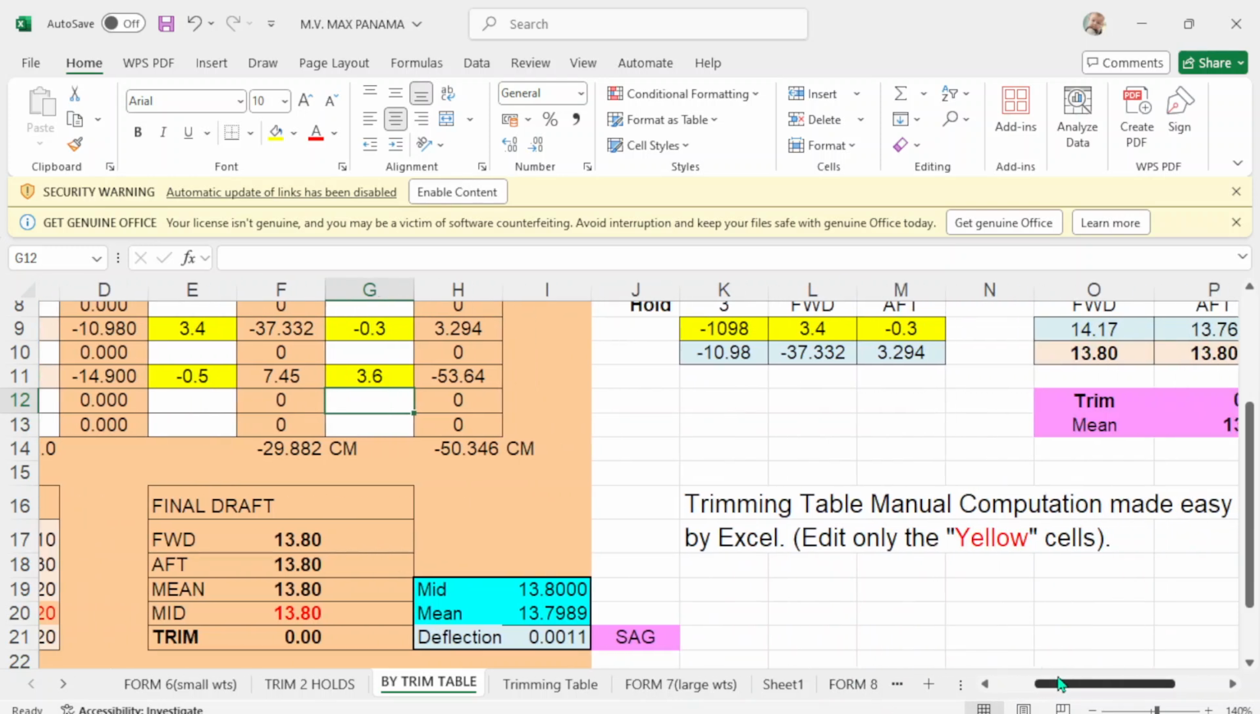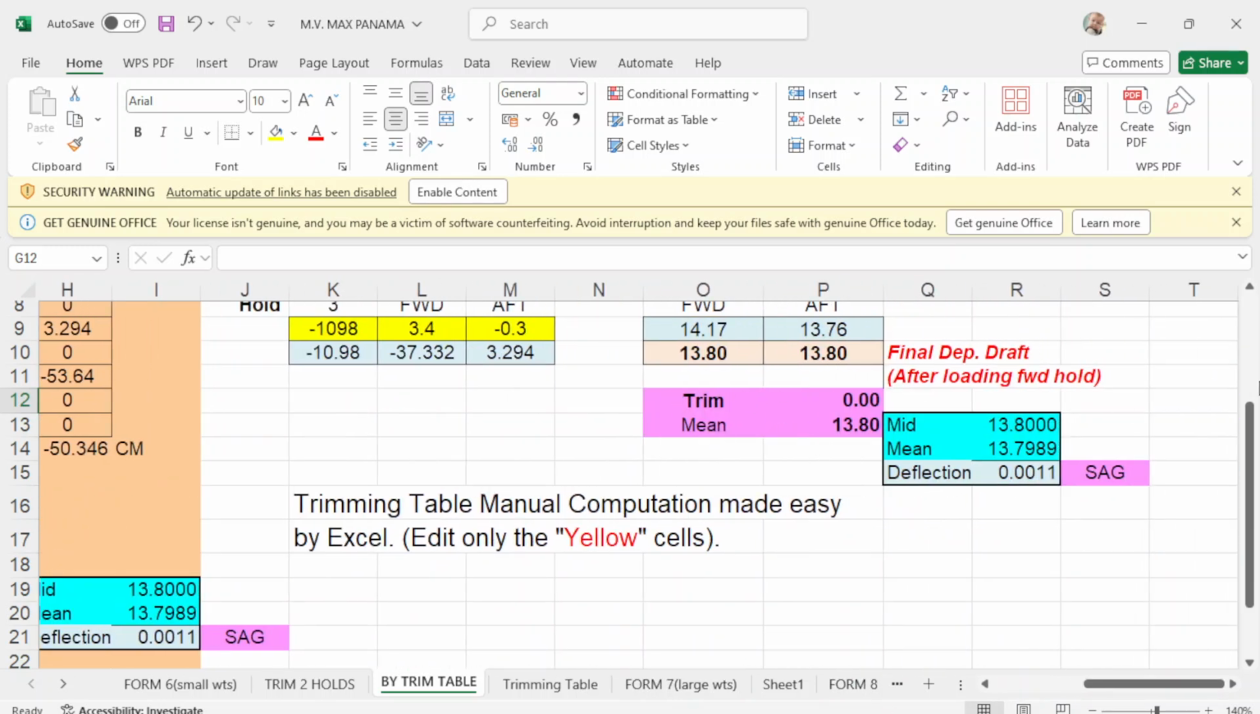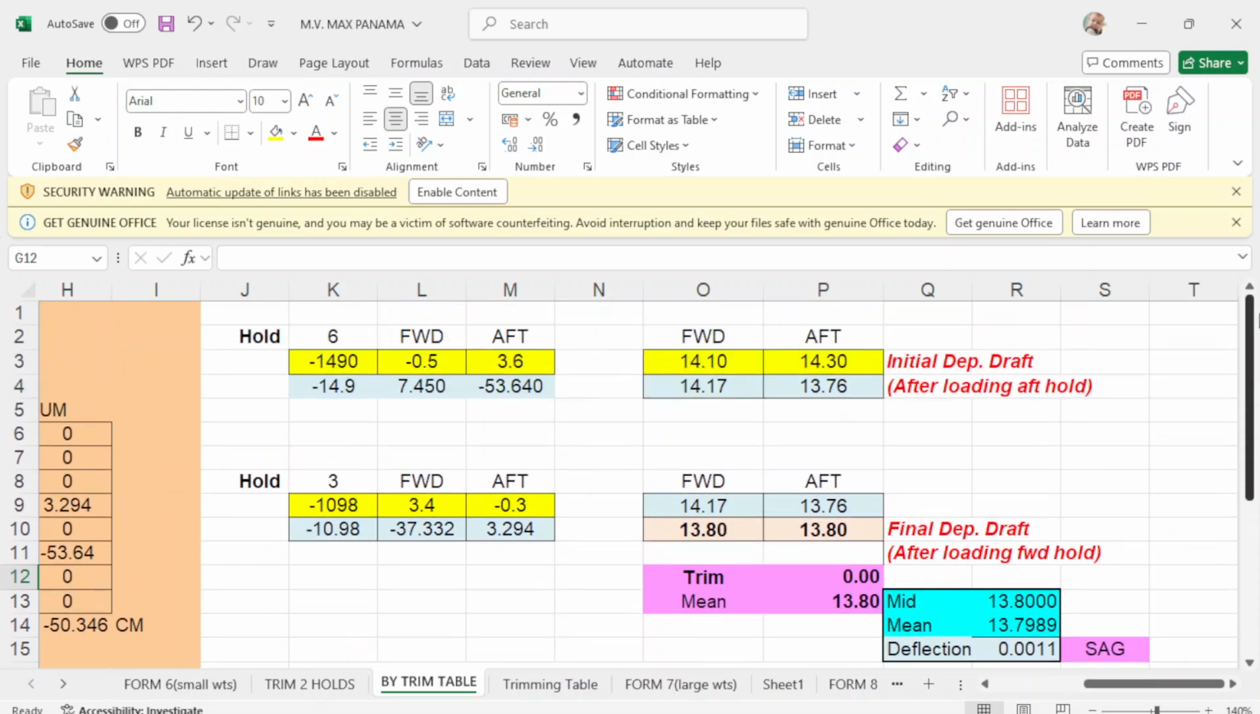Okay. And here we have also, if you want to discharge first is number 6, that will be after discharging this figure, this will be your drop. Until you discharge number 3, this will be your final drop of forward 13.80, up is 13.80. You have 0 trim, and mean is 13.80, and you have a 0 deflection.